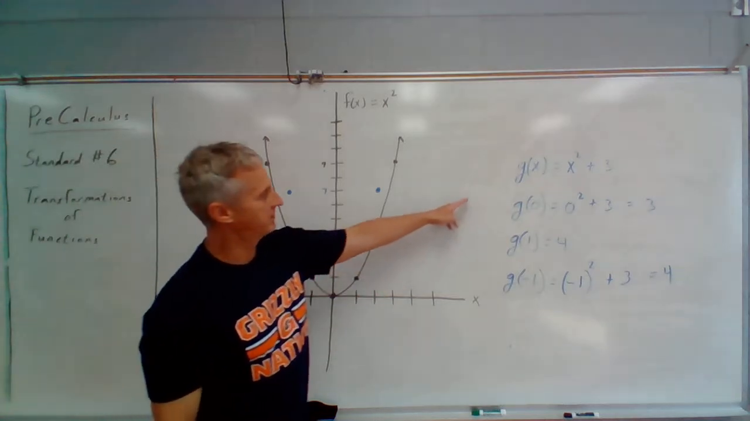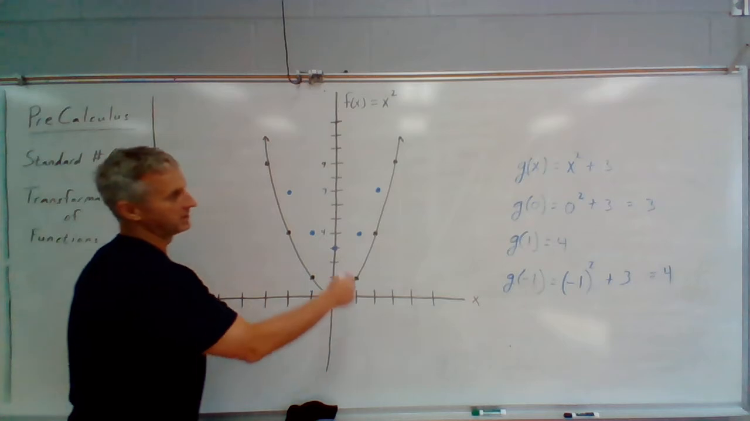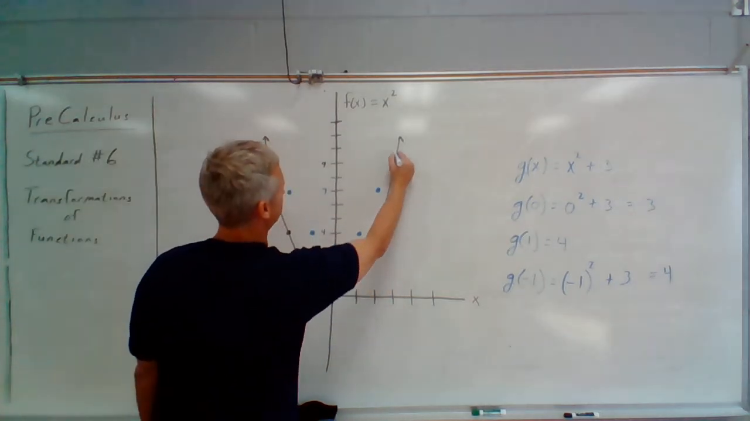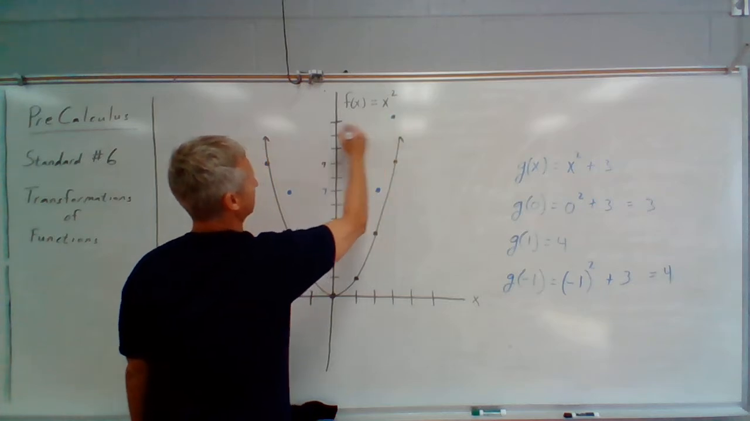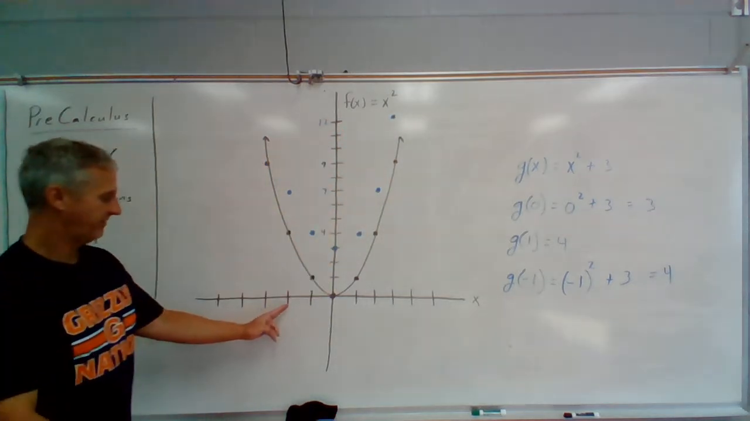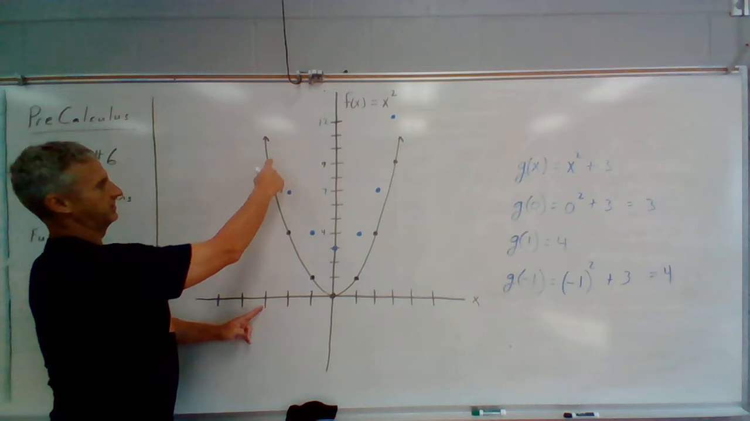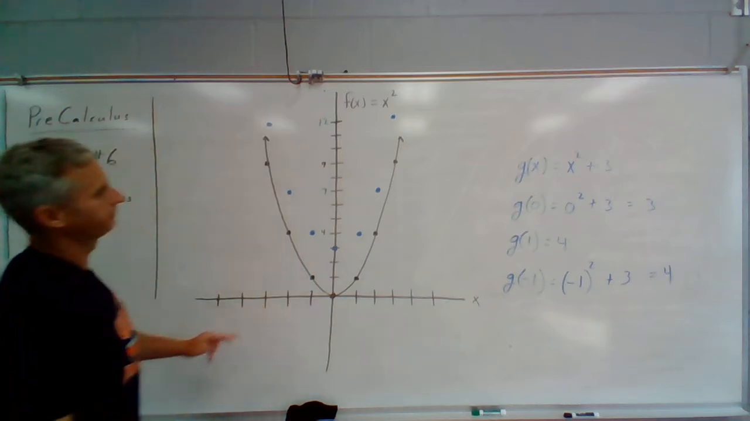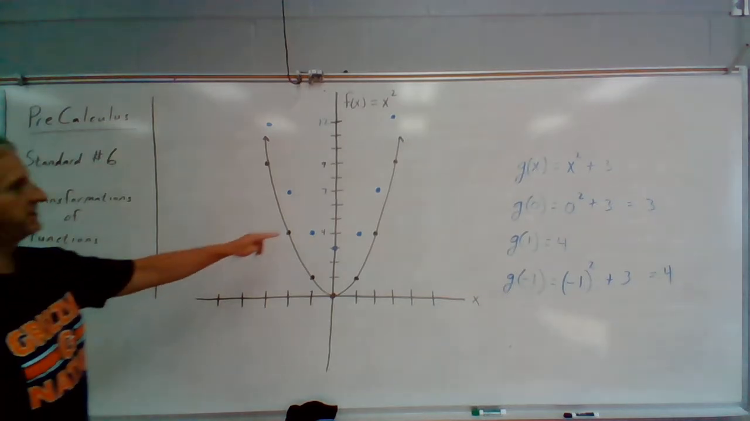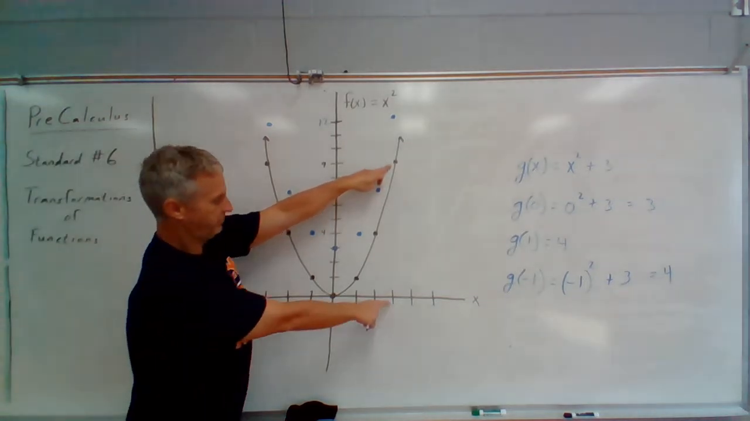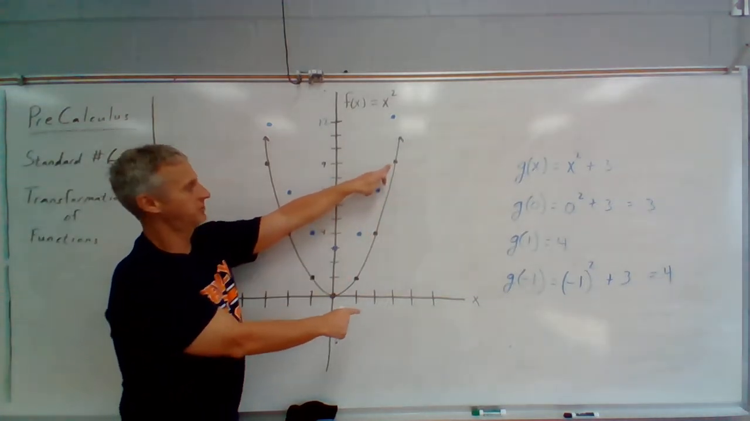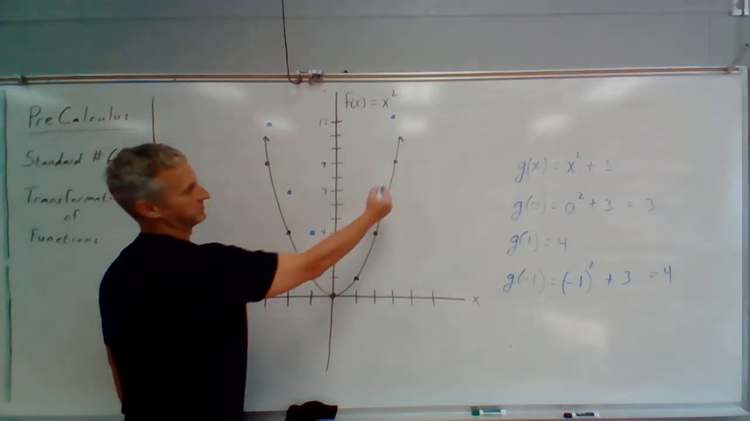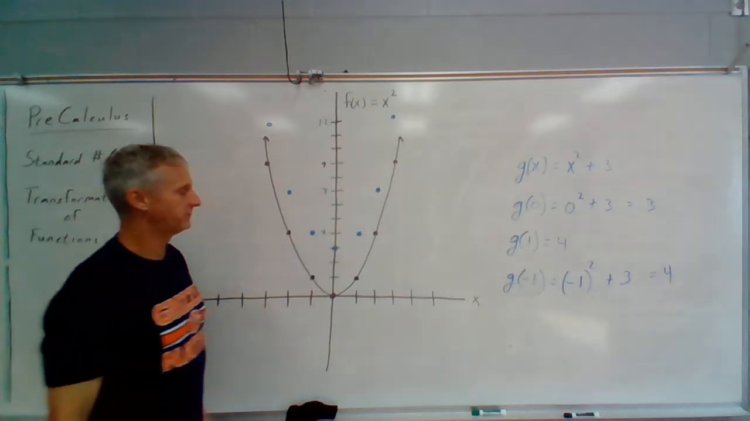Let's plug a 3 into the blue function. So 3 squared is 9, plus 3 is 12. So I plug in a 3, and I get a 12. If I plug in negative 3, I'll get 12. And so notice here that this point, the point 3, 9 from the black function, corresponds with the point 3, 12 from the blue function. So this point got shifted up 3.